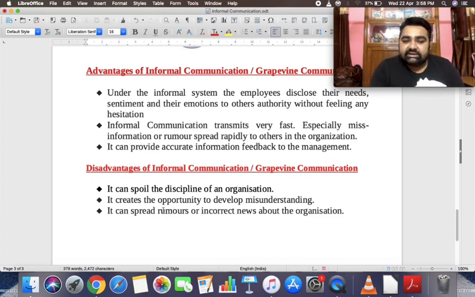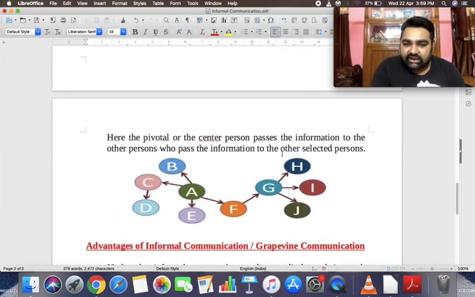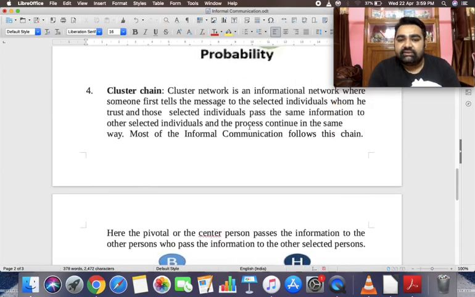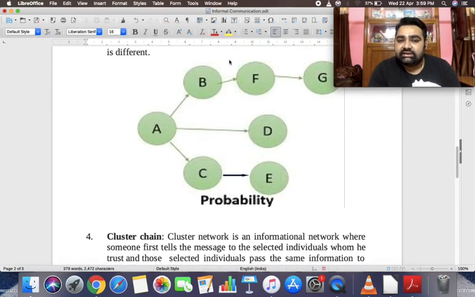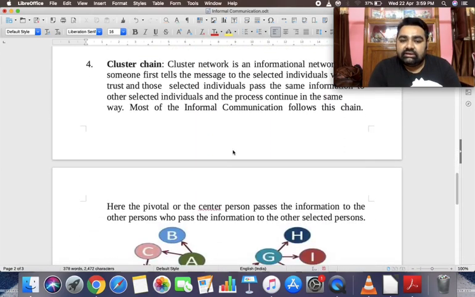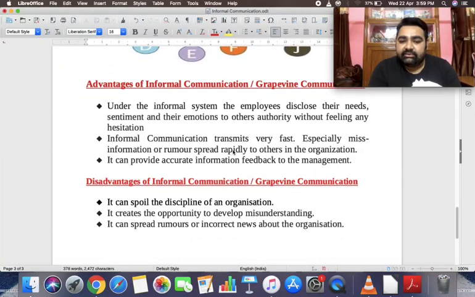The second point is that it creates the opportunity to develop misunderstanding. So if any rumor is spreading, it will definitely create the opportunity of developing misunderstanding, because as in every type or in every picture we have seen, the source of the information is changing, so it will create a kind of misunderstanding.